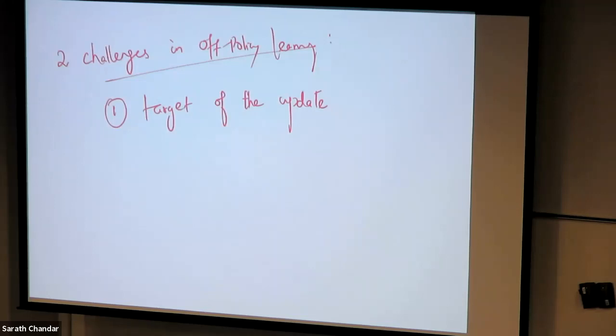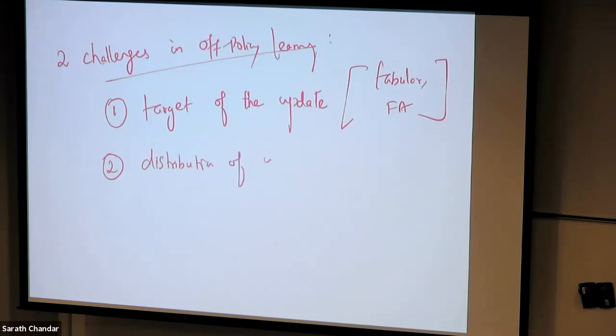Now this issue arises both in tabular and function approximation. Even when you do function approximation, you have to consider this importance sampling if you want to correct this issue. Now, there is an additional, new issue that arises only in the off policy function approximation case. This is the issue of distribution of updates. So this is only in function approximation.